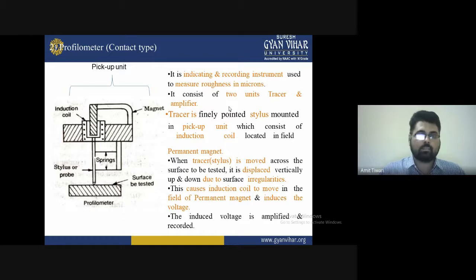So these are some working principles of the profilometer. You can see here, you can put the profilometer here and the surface tester here, and continuously, when running over the surface of the workpiece, you can check the magnetic field generated and check the reading.